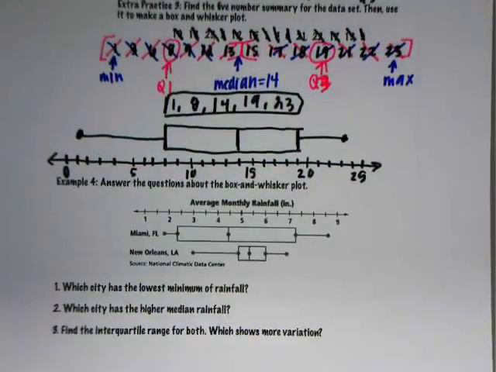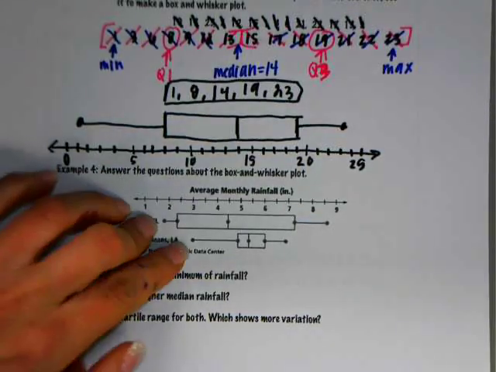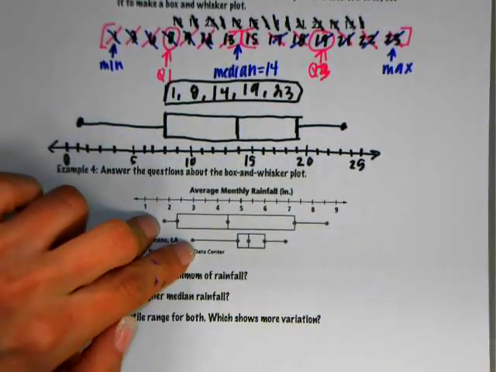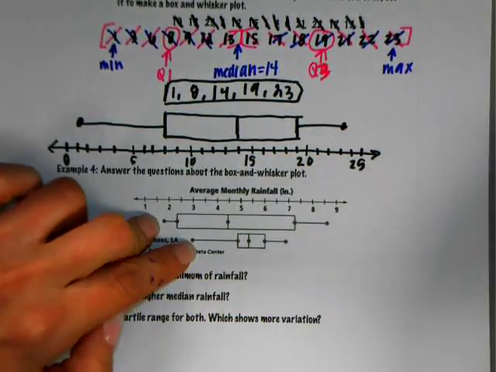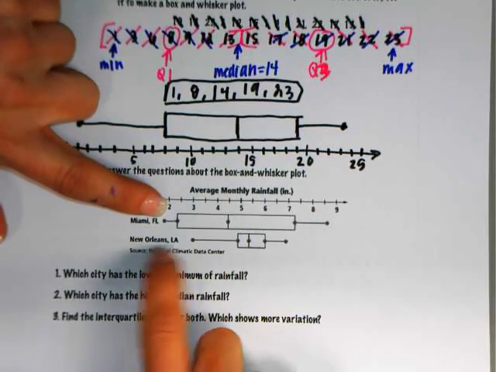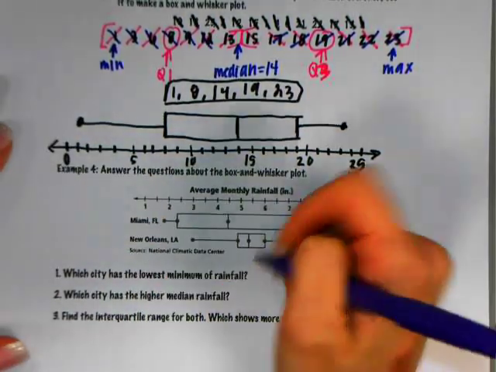Okay. So the last questions are just like comparing box and whisker plots. So we have Miami and then we have New Orleans. Number 1 says which city had the lowest minimum of rainfall? So the minimum, remember, is down here. So which one's going to be the lowest minimum? So out of Miami or New Orleans? Miami, yep.